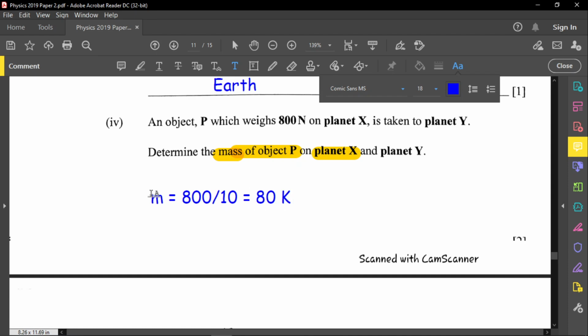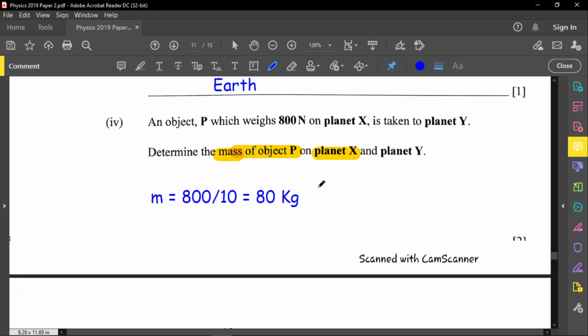But listen now, they want us to find that on planet Y as well. Is that a problem? Absolutely not, because guess what? The mass on planet X is the same as on planet Y. And do you remember why that is so? Do you remember why the mass on planet X is the same as the mass on planet Y? You should remember.